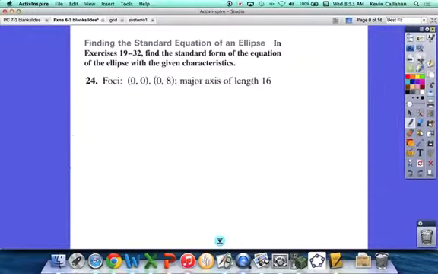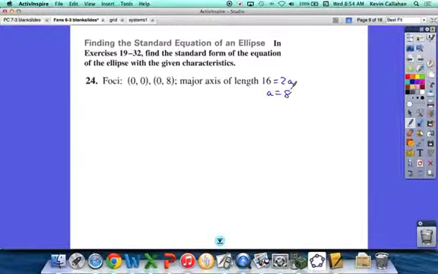So try another one. And this is another one. Again, you're going to have one just like it. We know where the foci are, and we know the length of the major axis. Okay, before we do anything, if the major axis is 16, what is a? 8. Right, that's 2a. So a equals 8. So we got that one before we start.